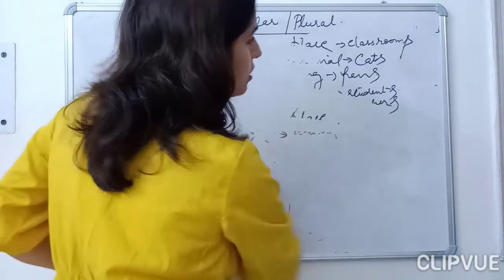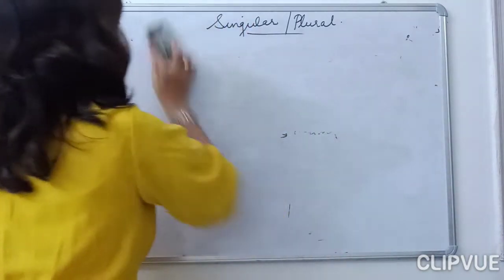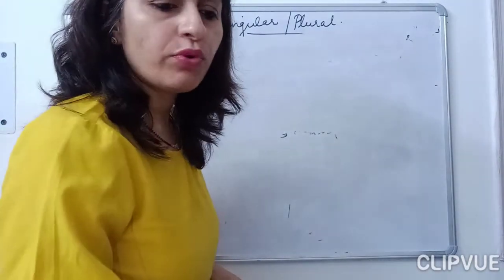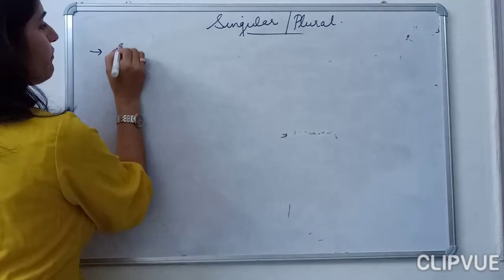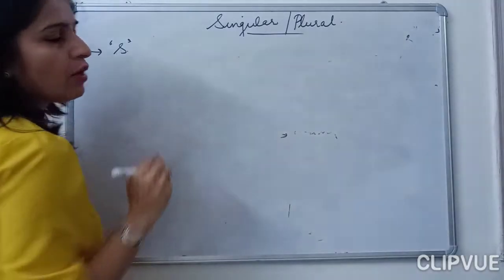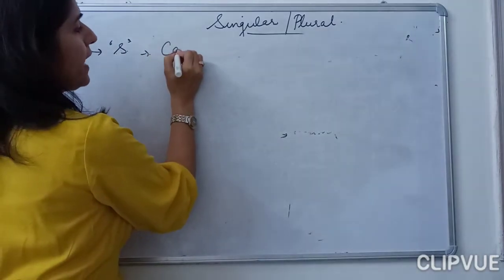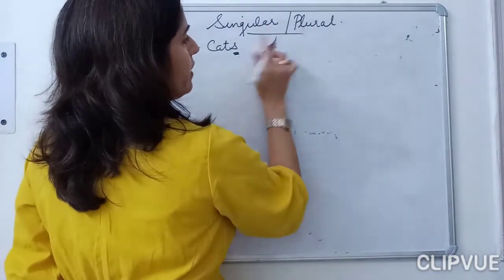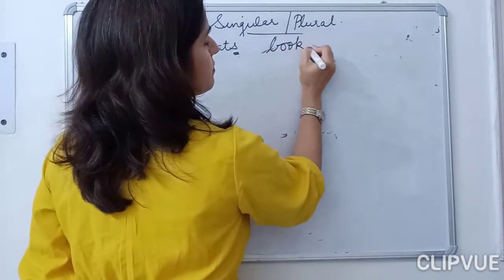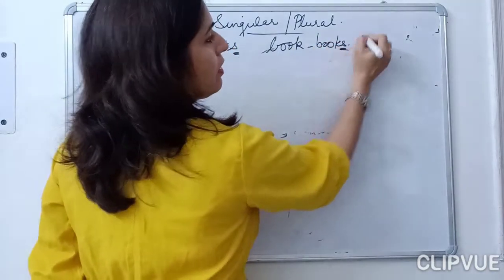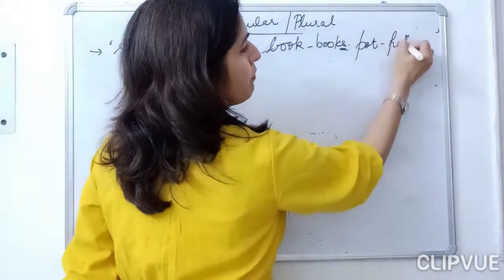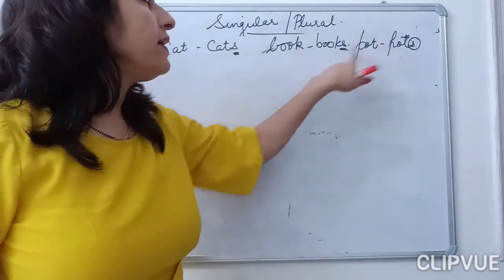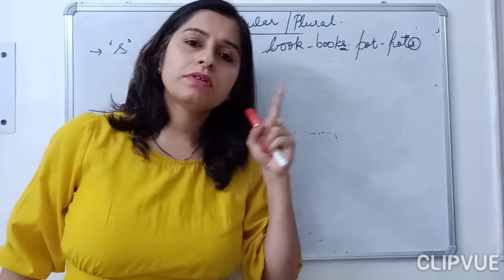Now let's learn, children, the rules of how we can change from singular to plural. There are a few basic rules, children, like I have said before. For example, the first rule is adding s to the noun at the end. How is it, children? Cat, cats. Book, books. Pot, pots. So this is simple. By just adding s to my noun, I form the plural. Okay. Second rule, children.